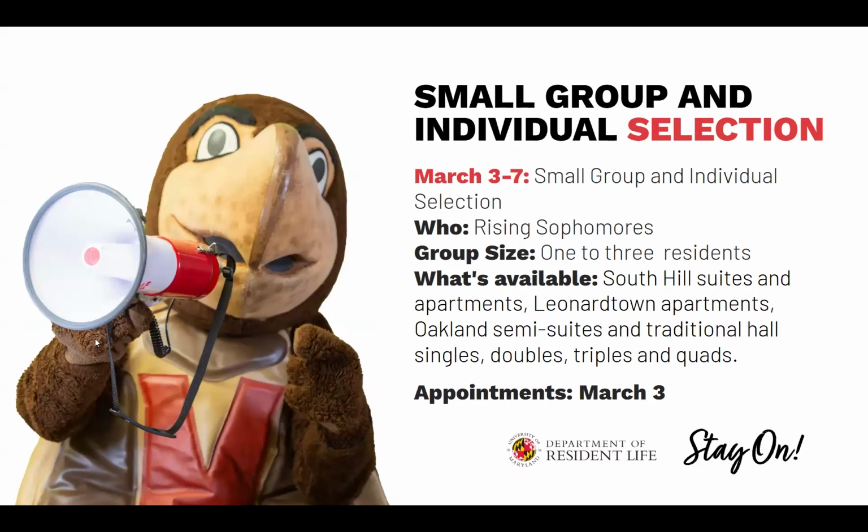For small groups, rising sophomores will be picking on March 3rd. Small groups are from 1, 2, and 3 residents. Same spaces are still available for those smaller groups, as well as traditional hall singles, doubles, triples, and quads.